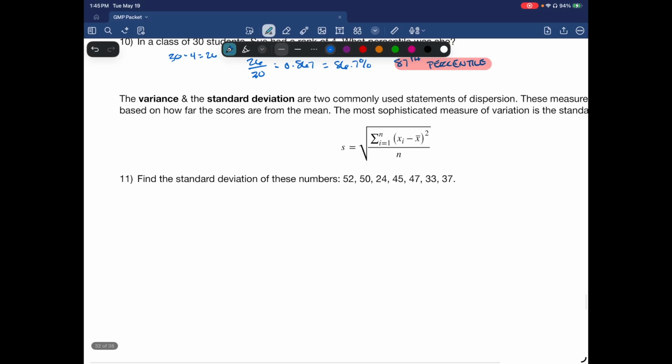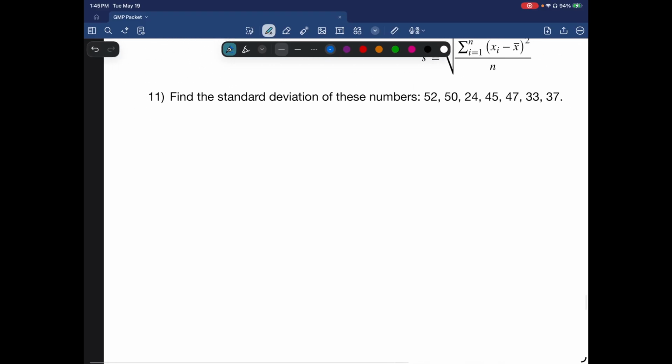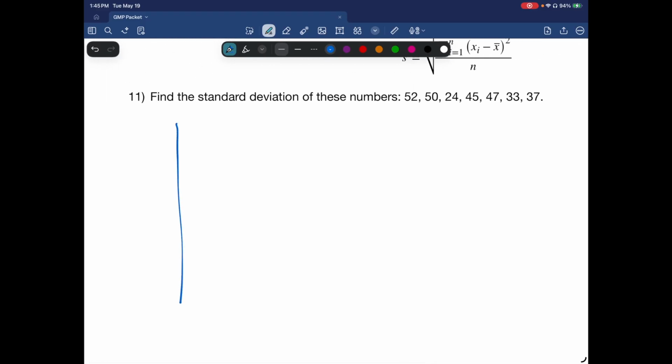All right, so for number 11, we're going to find the standard deviation of these numbers. You can put them in order, it doesn't really matter. But here we go. We've got 52, 50, 24, 45, 47, 33, 37. It's a personal preference whether you put them in order or not, but it's not a big deal.